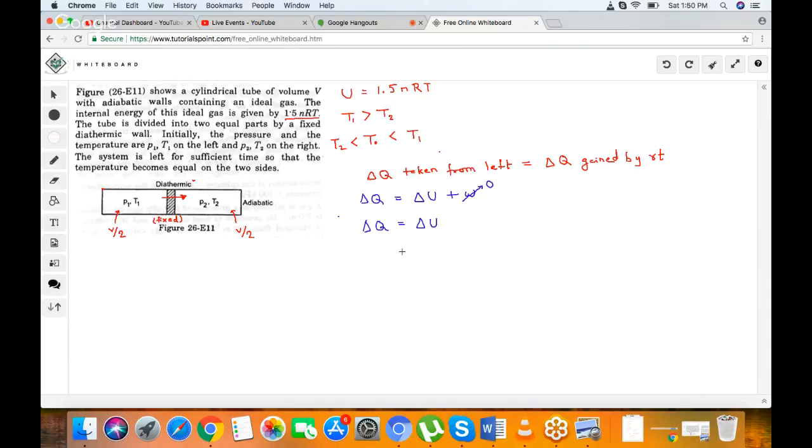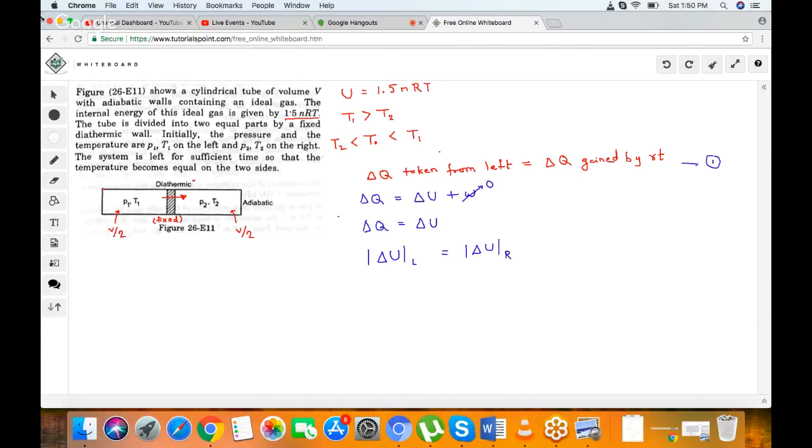Okay, so hence from this equation number 1, I can also say that the magnitude of change in internal energy of the left hand side will be equal to the magnitude of change in internal energy of the right hand side. Fine. Why have I taken magnitude? Because it may happen that the change could come out to be negative, because for the left hand side the temperature is going down. Fine.